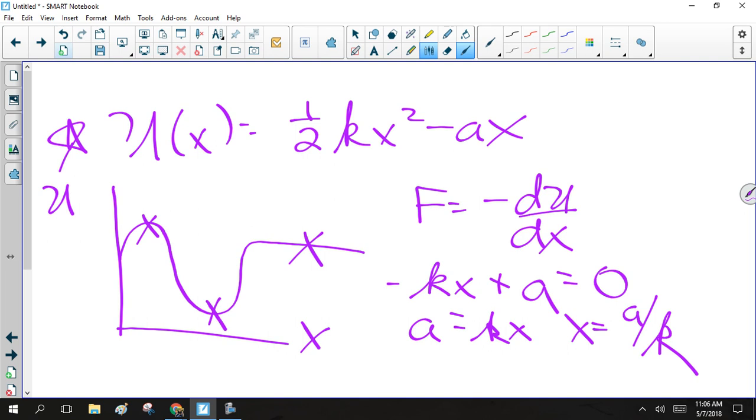So then I would say you need to make sure that that's a minimum. But if it's not, then there's no stable equilibrium points, which wasn't a choice. Right? So the only choice then is B. Make sense?